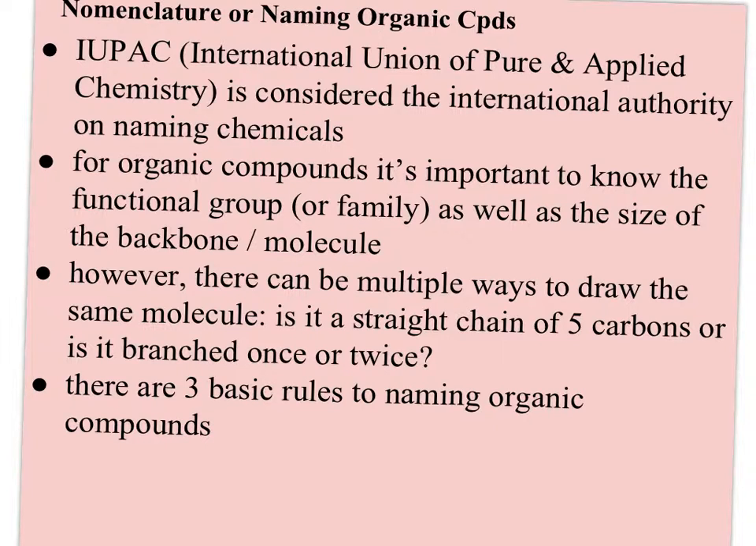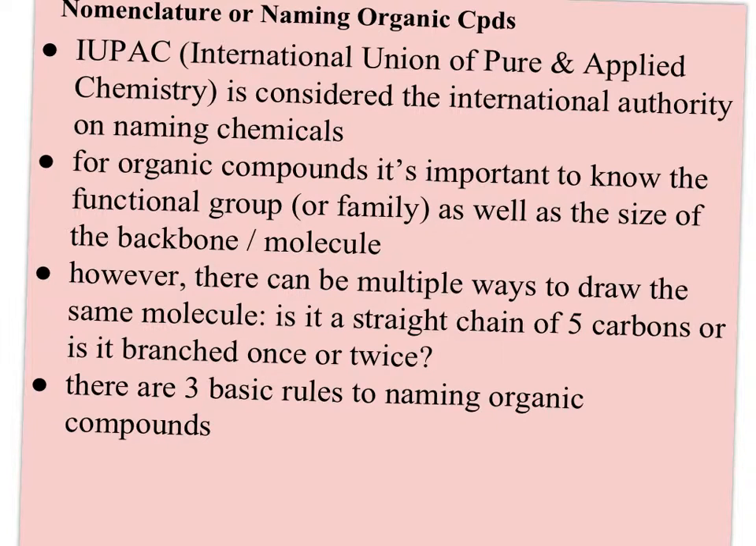For organic compounds, it's really important to know the functional group as well as the size of the backbone, or the stem of the molecule. A third thing important to know is if there are any substitutions for the hydrogens. Has another functional group been substituted? Has a halogen been substituted, or are there branches?